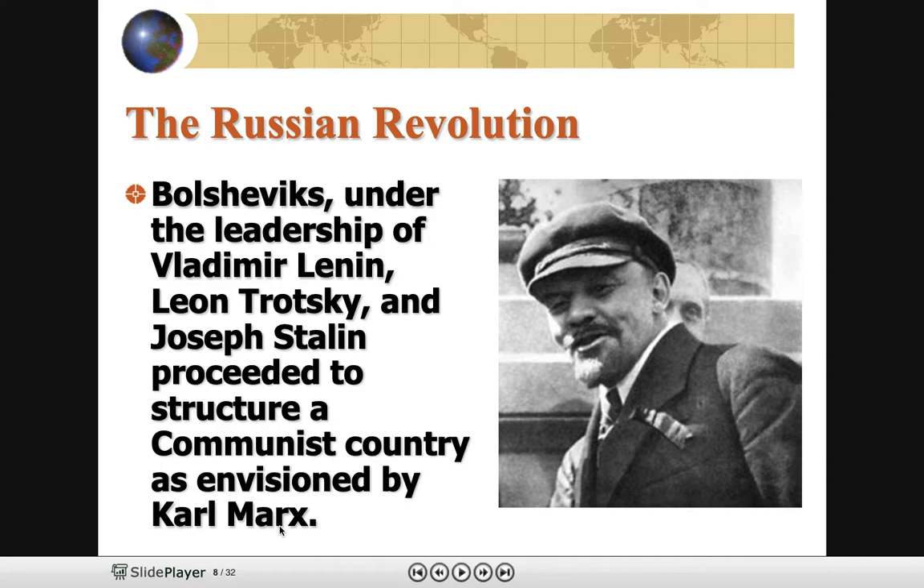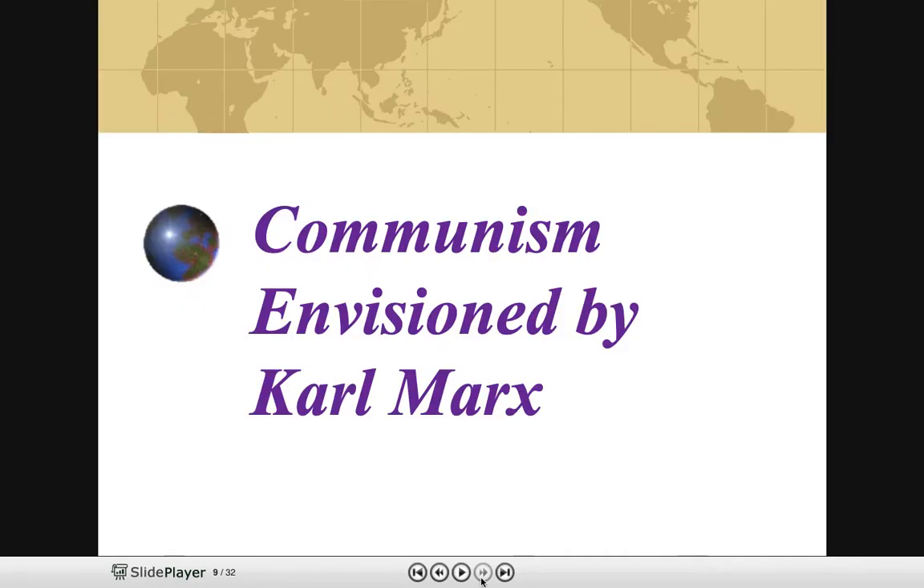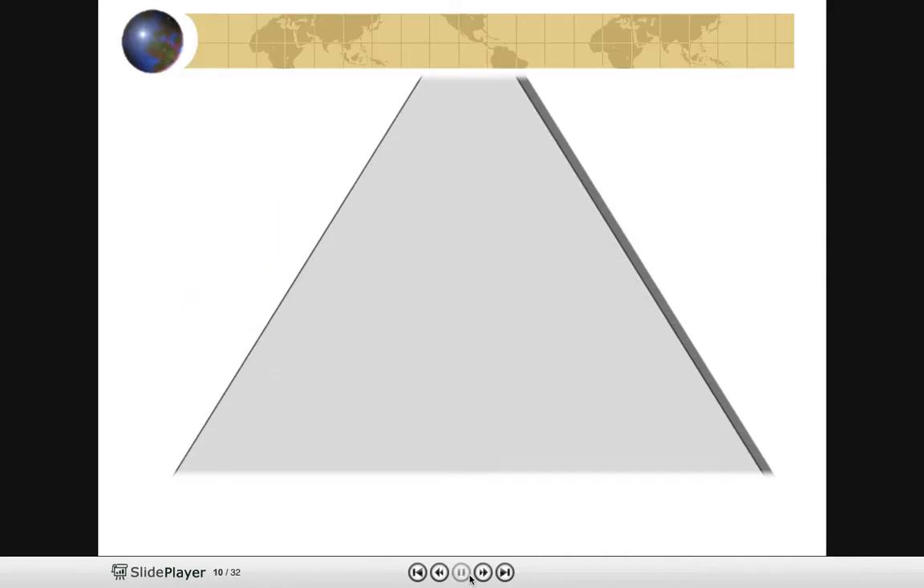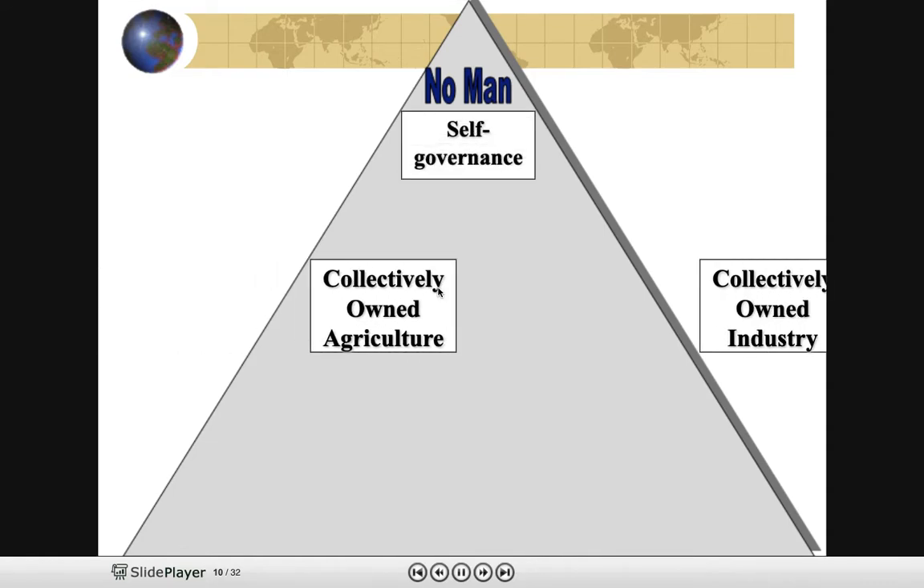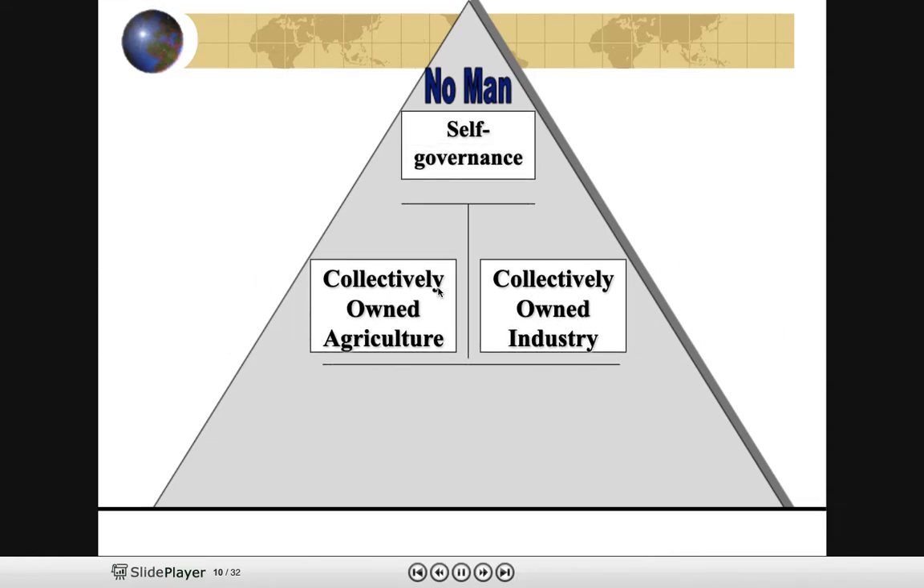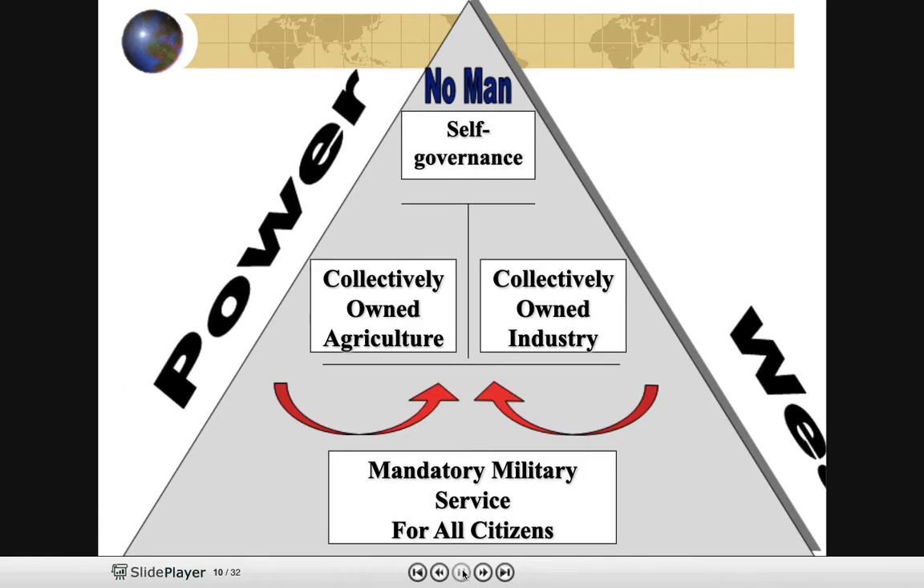So this was what communism, he had this view of communism, of how it could be a good thing for Russia. Now, Lenin and Stalin did some other things with it, but the original, we're just going to look at what the idea behind a communist country as envisioned by Karl Marx would have looked like. So get ready to make a triangle, okay? So here you have no man in charge. Everybody's in charge of themselves, okay? Sounds all nice and pretty, right?